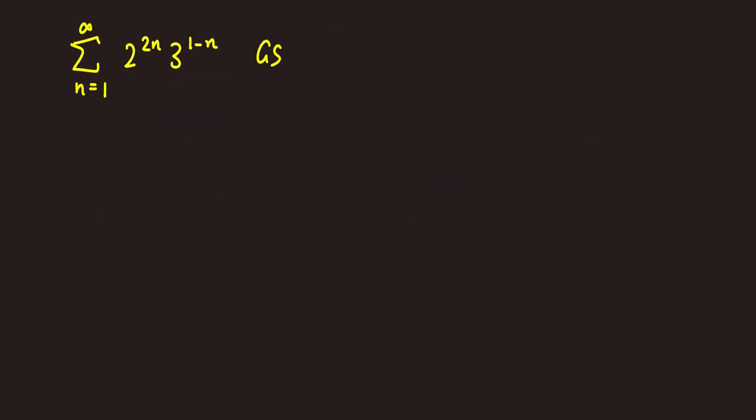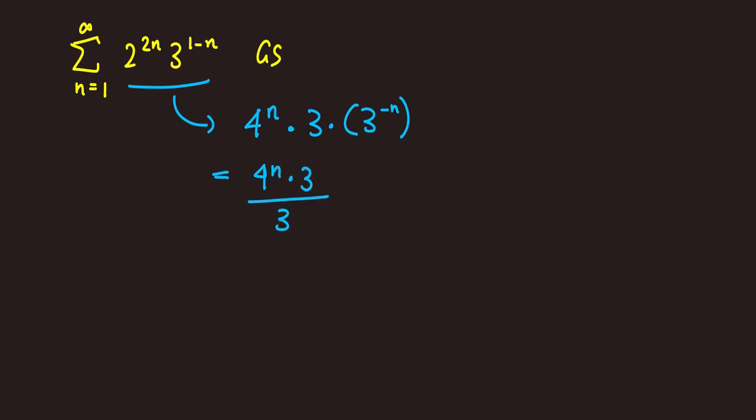So for our last example, we have 2 to the 2n, which we can change to 4 to the n using the trick we did earlier. And then we have 3 to the 1 minus n. Now we can split that up into 3 and then 3 to the negative n. And 3 to the negative n is just the same thing as 1 over 3 to the n. So we can extract the r, which is 4 over 3. And in this case, r is greater than 1, so we get divergence.